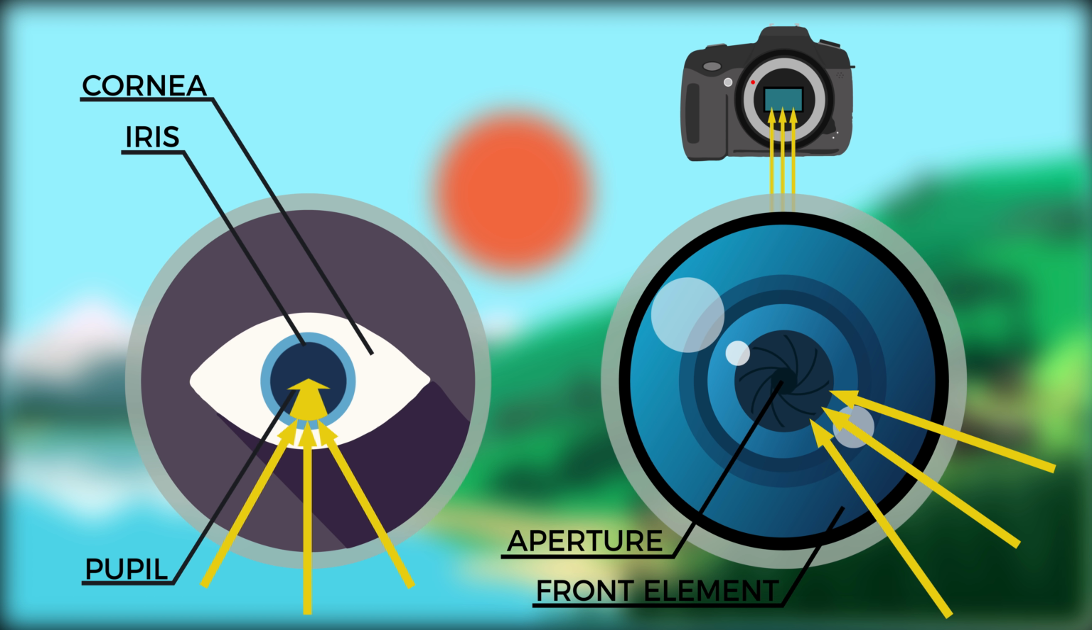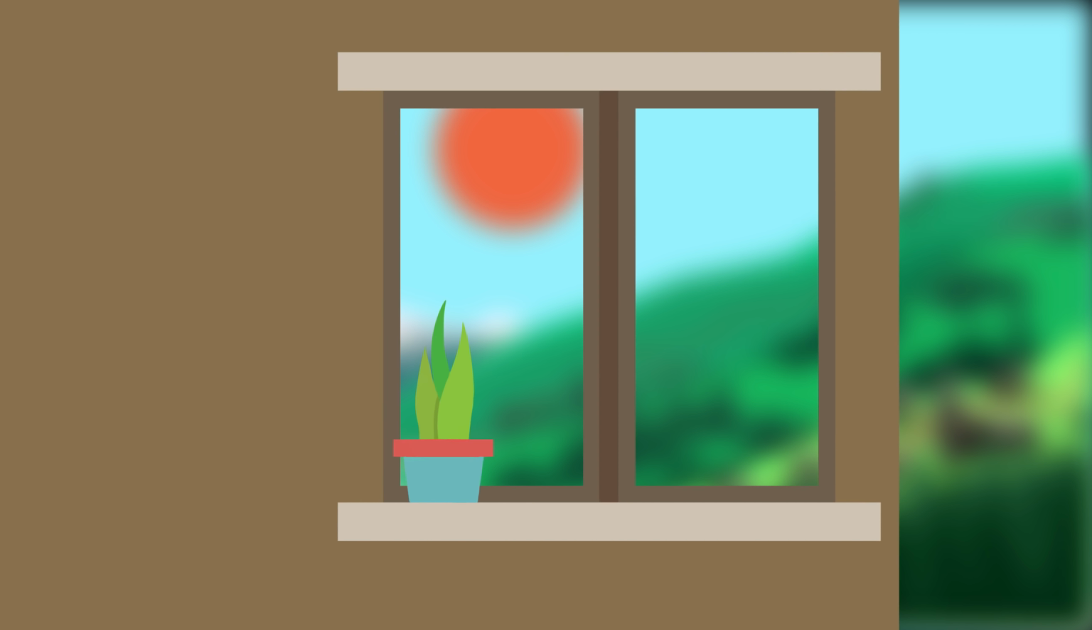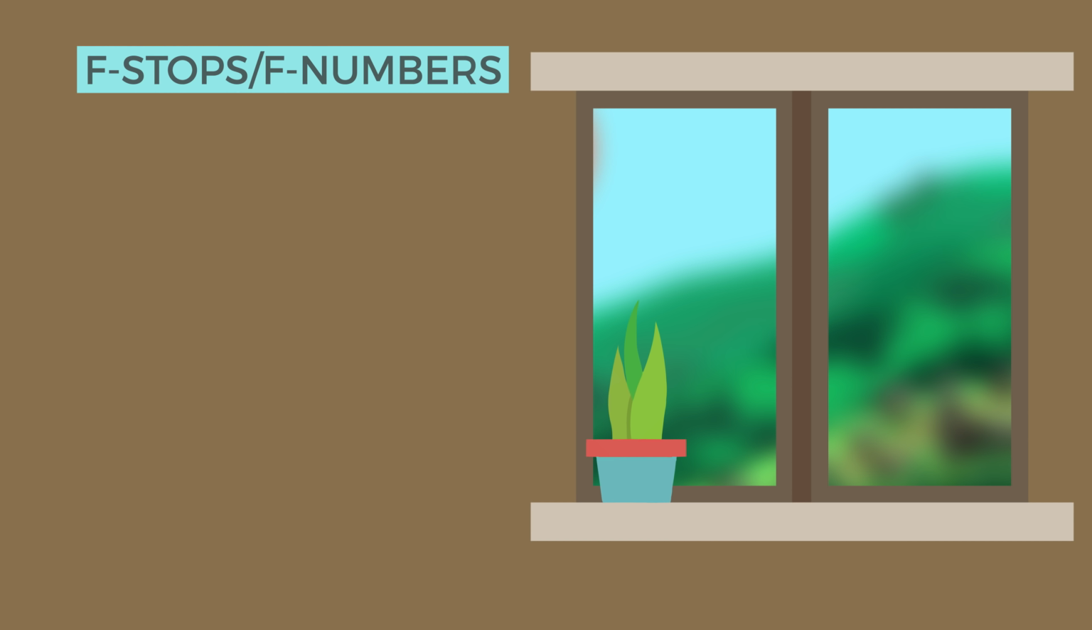The larger the aperture of the lens, the more light enters the camera. The iris of the lens controls the size of the aperture and is called the diaphragm. The diaphragm's function is to block all light with the exception of the light that goes through the aperture. In photography, aperture is expressed in f-numbers, also known as f-stops. F-stops are a way of describing how open or closed the aperture is.